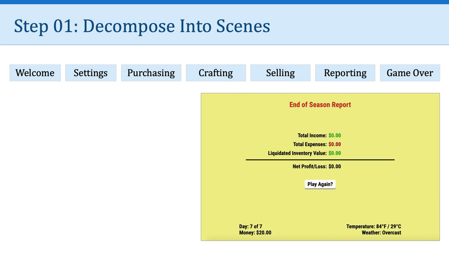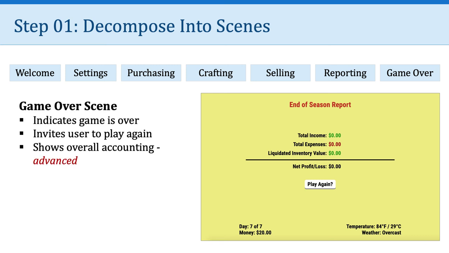And then ultimately, there needs to be a game over scene. This indicates, obviously, that the game has ended, and it invites the player to play again. Now, a more advanced feature would be showing the overall accounting that happened over the course of multiple days. What was your total income? What was your total expenses? How much inventory did you liquidate? And then ultimately, what was your net profit or loss?